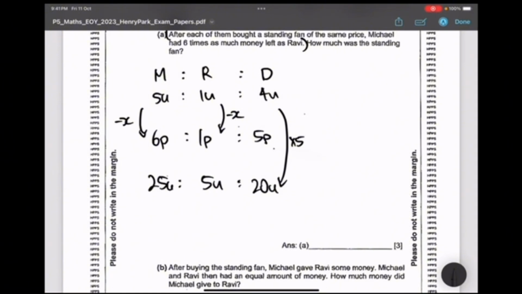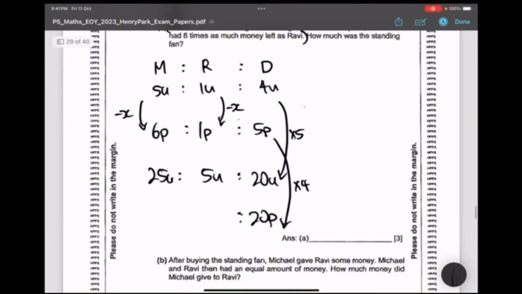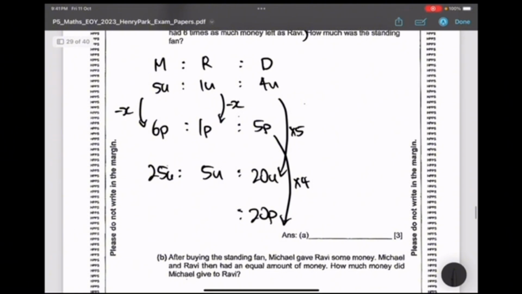And what I want to do is to do the same with the parts, to make it equal to 20 parts. So if I were to multiply this by 4, I would have 20 parts. Likewise, what I do with my difference, I do with Michael and Ravi as well. 6 parts multiplied by 4 would give me 24 parts, is to Ravi 4 parts. And if you notice, 24 minus 4 would give me 20. So this makes sense still.